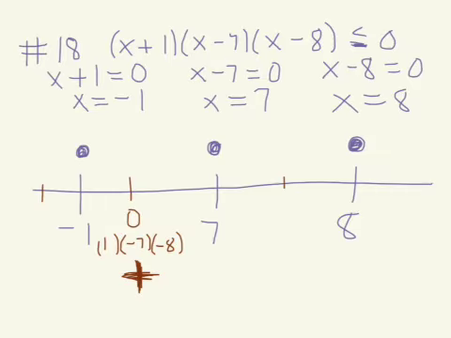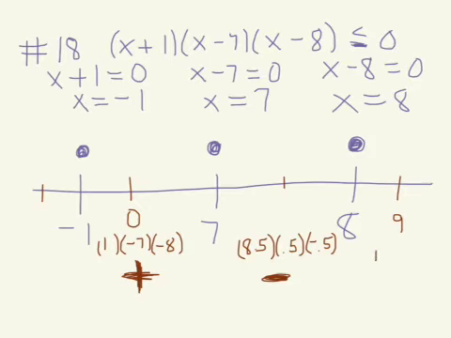So 7.5 plus 1 gives us 8.5. 7.5 minus 7 gives us 0.5. We have 7.5 minus 8 gives us a -0.5. So a positive times a negative gives us negative. If we're on the right side of 8, I can choose the value of 9.